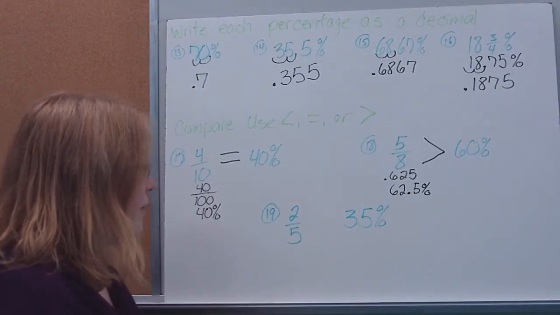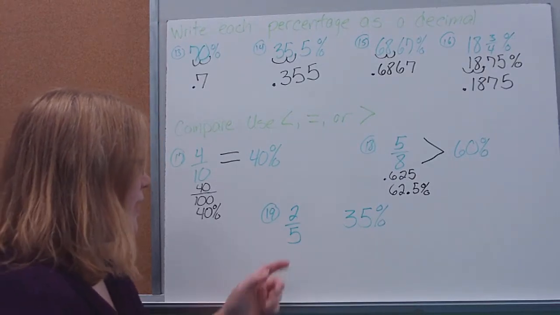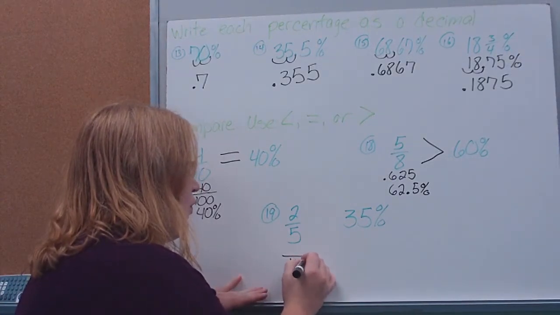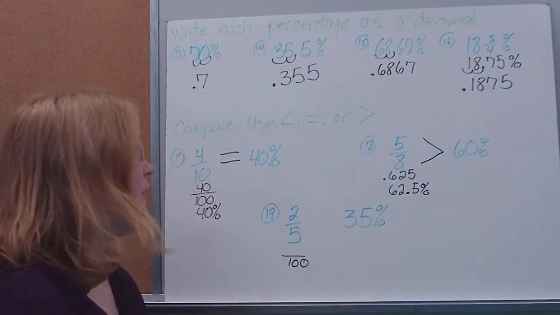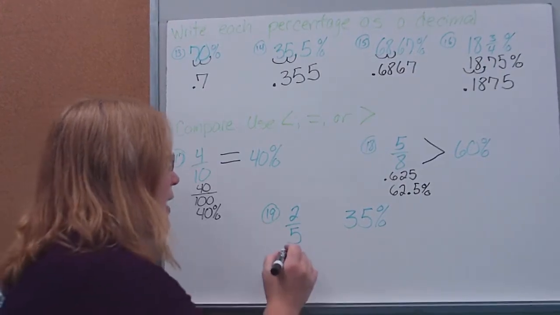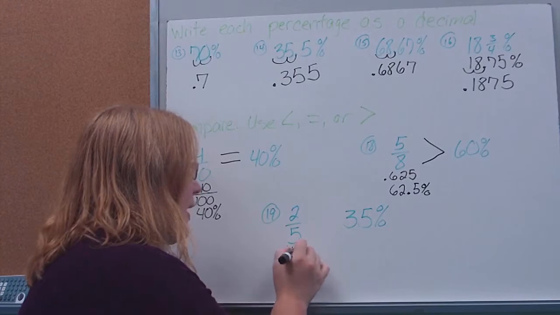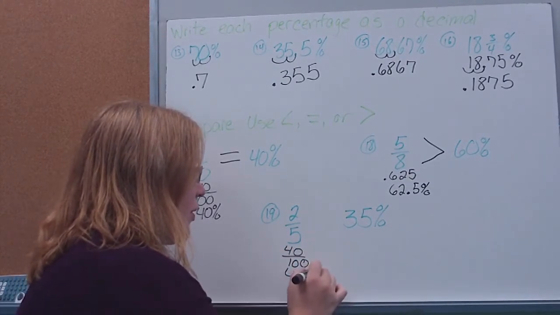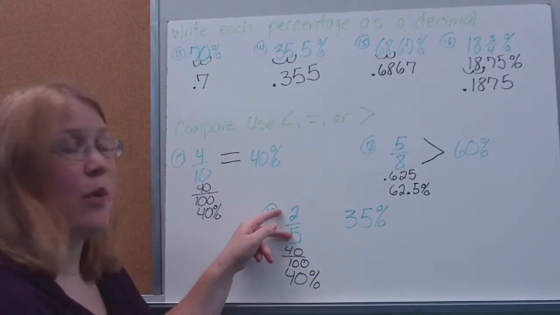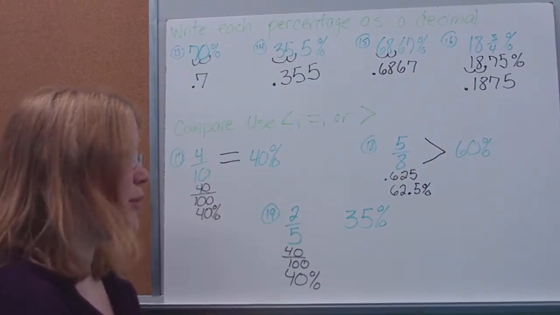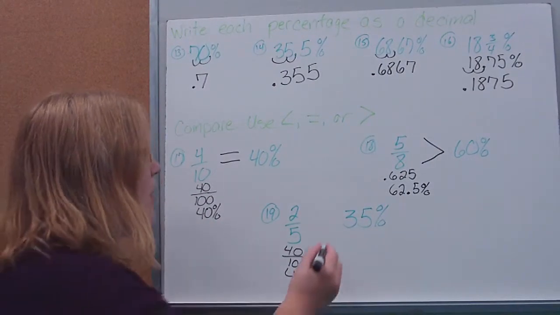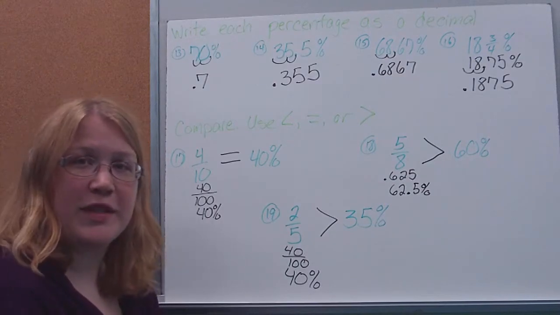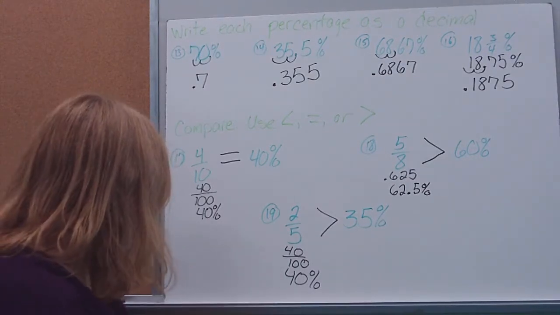Finally here, I'm just going to rewrite the equivalent over 100 because 5 will go into 100 evenly. 5 goes into 100 20 times, so I need to multiply the top by 20 as well. I get 40 over 100, which is 40%. And again, if you want, you could change that into a decimal and then change your decimal to your percentage. Either way is fine. 40% is greater than 35%, so just write in your appropriate symbol.